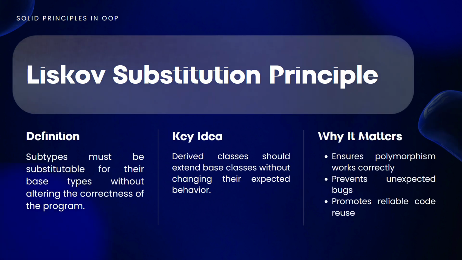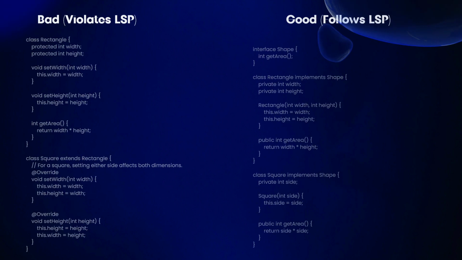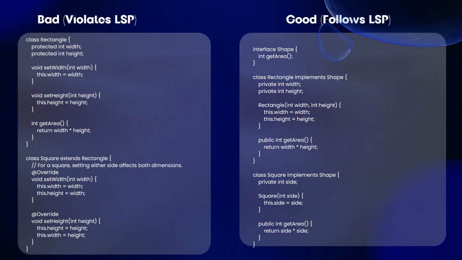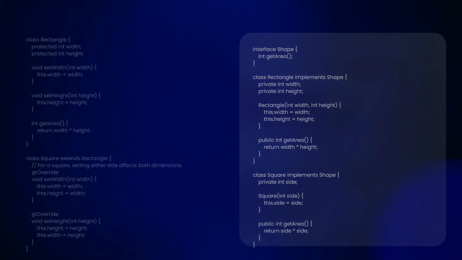So then, Liskov Substitution Principle. This one can sound a little abstract, but it's really about making sure the subclasses behave in a way that's consistent with their parent classes. In the bad example, we have a Rectangle class and a Square class that extends it, but the Square class changes how width and height work, which can lead to unexpected bugs if we treat a square as a rectangle. To fix this, we should separate the 2 classes and have them both implement a common interface. This way we can use them interchangeably without worrying about hidden surprises.